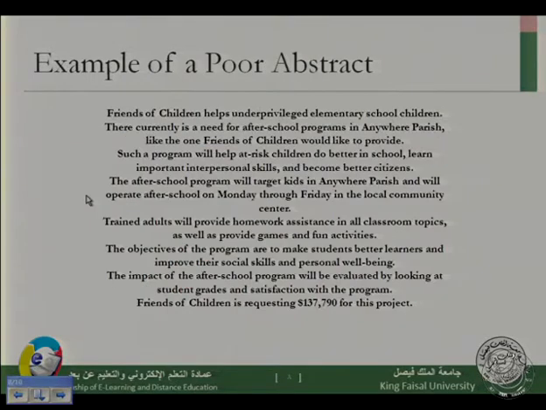Here is an example of a poor, or poorly written, abstract. Let's read it. It's not about English language. It's different, just to show you abstracts from different disciplines. Friends of Children helps underprivileged elementary school children. There currently is a need for after-school programs in Anywhere Parish. Like the one Friends of Children would like to provide, such a program will help at-risk children do better in school, learn important interpersonal skills, and become better citizens.